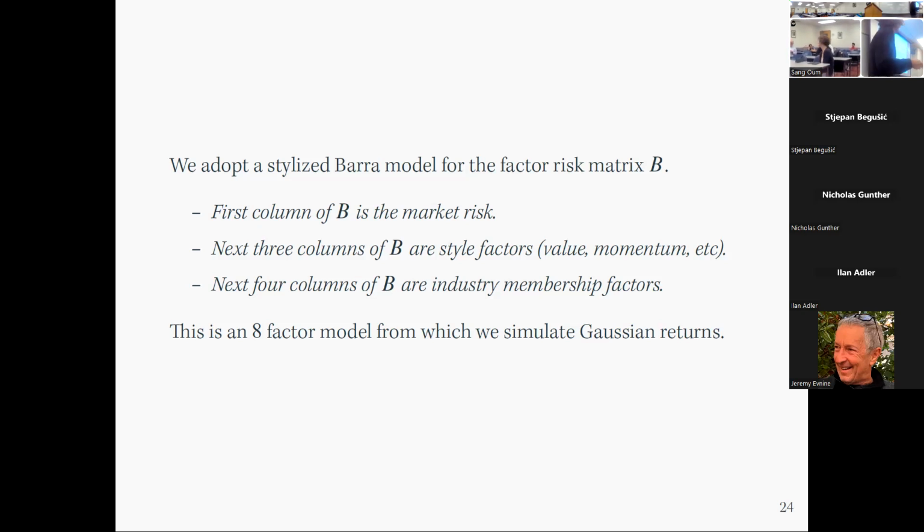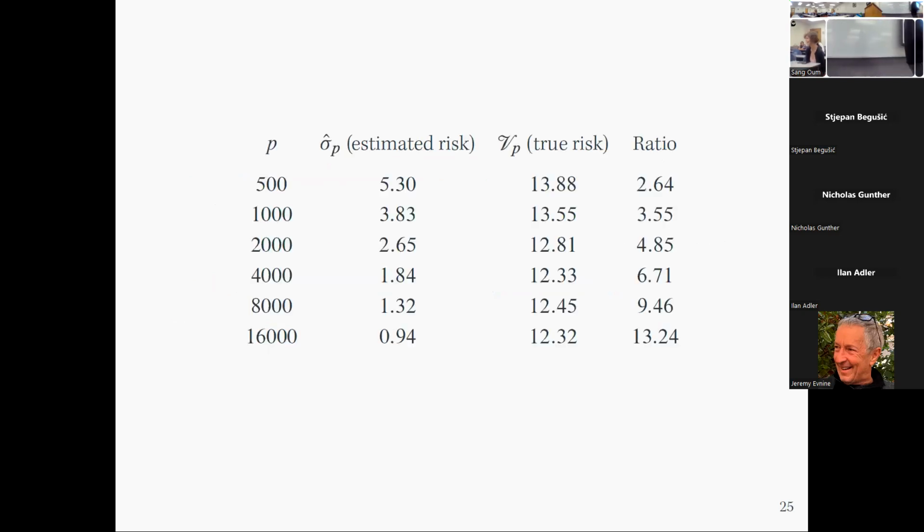All right. 8-factor model, Gaussian returns. We're going to look at a table of estimated risk. This should be easy. N here is 60, so 60 daily returns, 60 days. P is the size of the portfolio.